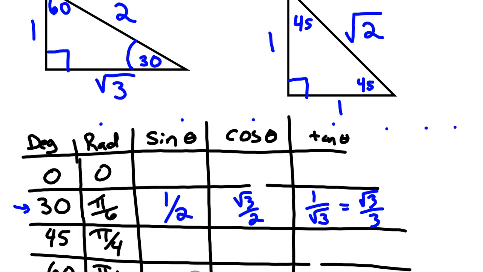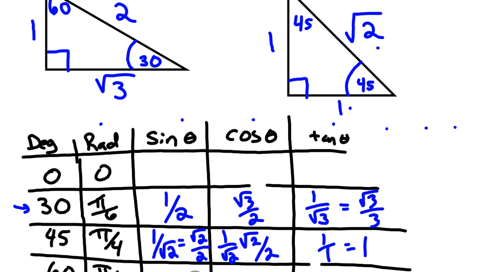If you go to 45 degrees, it doesn't matter which one of these you choose. Sine is opposite over hypotenuse, 1 over the square root of 2, which, again, not going to get into how to do this in this video, but that's the square root of 2 over 2 simplified. And then same here: adjacent over hypotenuse, 1 over the square root of 2, which again is square root 2 over 2. And then tangent's real nice. It's 1 over 1, which just simplifies to 1. And so there's 30, 45.